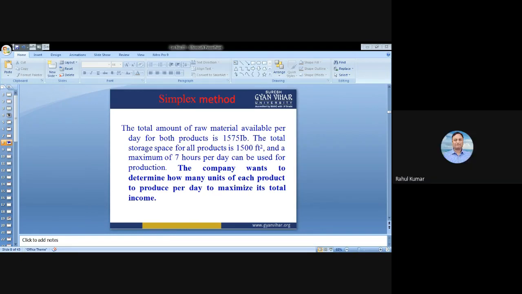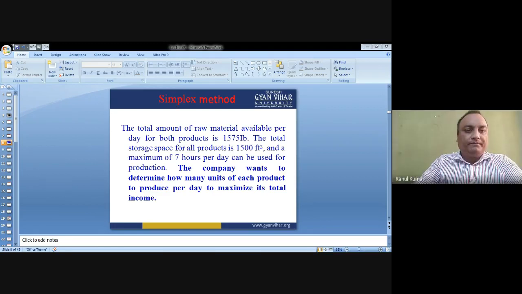So the total amount of raw material available per day for both products is 1575 LB, and the total storage space for all products is 1500 square feet, and a maximum of 7 hours per day can be used for production. These are the constraints of the question.